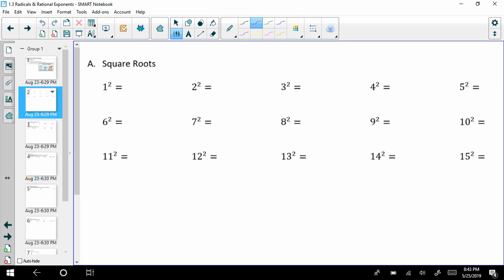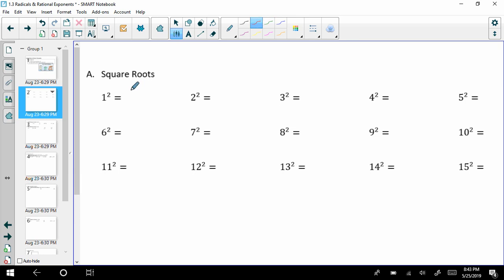What I'd like to do before talking about simplifying square roots is just to go over and make a list of some of the more common perfect squares. So 1 squared is 1. 2 squared is 4. 3 squared is 9. 4 squared is 16. 5 squared is 25. So I'm going to keep filling this out here.